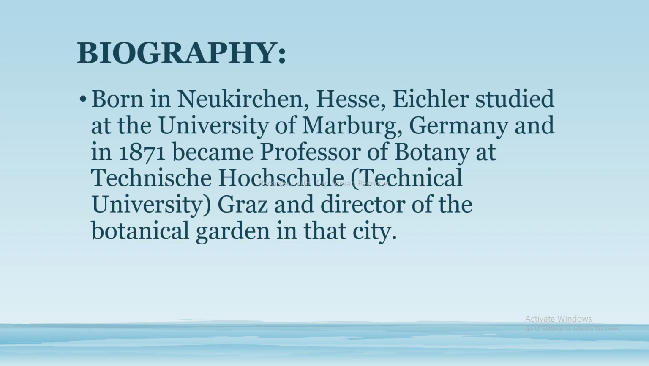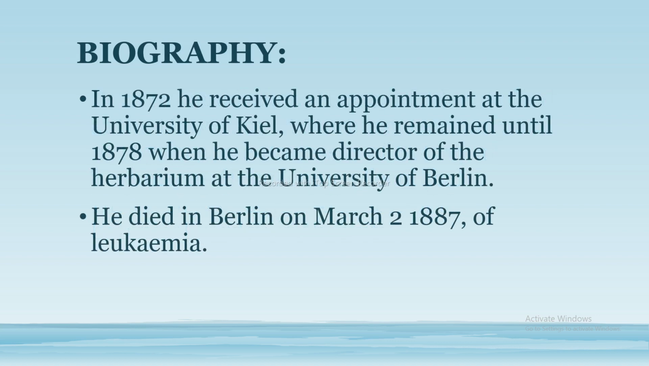Born in Neukirchen, Hesse, Eichler studied at the University of Marburg, Germany, and in 1871 he became professor of botany at the Technische Hochschule, Technical University, Graz, and director of the Botanical Garden in that city. In 1872, he received an important appointment at the University of Kiel, where he remained until 1878, when he became the director of the herbarium at the University of Berlin. He died in Berlin on March 2, 1887, of leukemia.